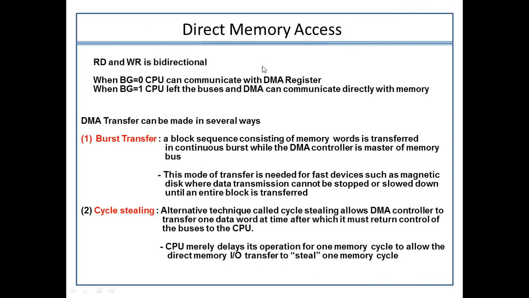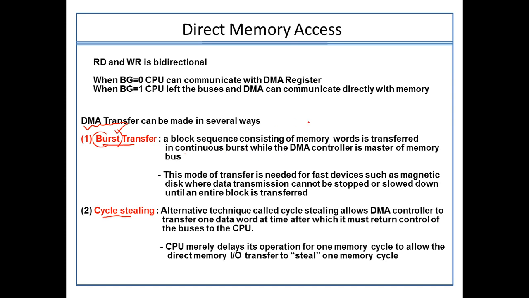Now, let's understand in more detail how the entire DMA process will function and how the data transfer will take place. There are two ways to transfer the data: one is the burst transfer, and another is the cycle stealing mode. Burst always means in bulk and massive. A block sequence consisting of memory words is transferred in a continuous burst mode.